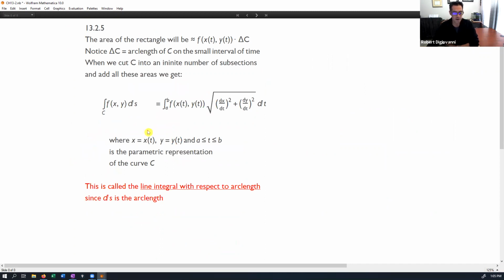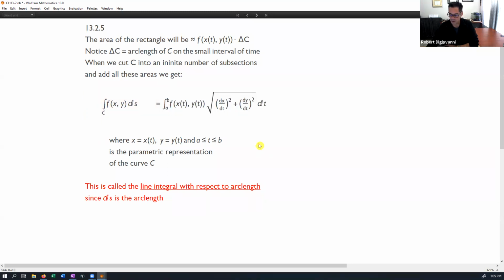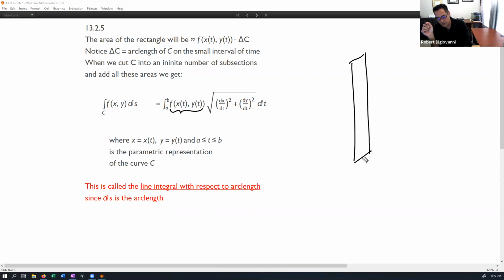Okay, so let's start with this right here. I think it's easier if we start with that part first. What this is saying is we are going to take the function and evaluate it at some point along that curve. So this, again, that little rectangle here, we're going to take some point in here and evaluate the function there, and that'll give us how tall this piece is. That's this piece. So this is the height of the rectangle.